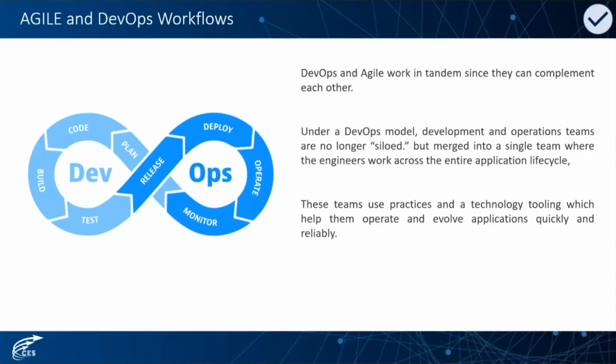Under a DevOps model, development and operation teams are no longer siloed, but merged into a single team where the engineers work across the entire application lifecycle. These teams use practices and technology tooling which help them operate and evolve applications quickly and reliably.